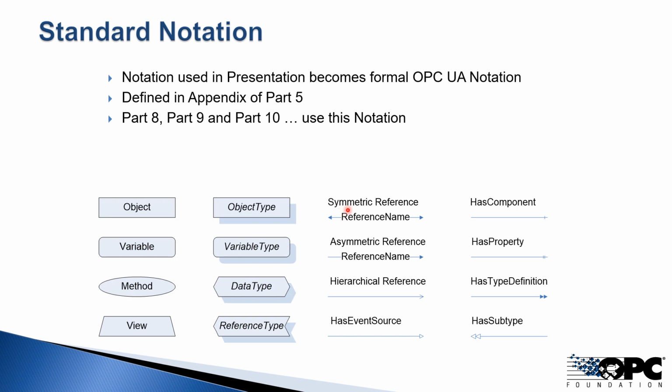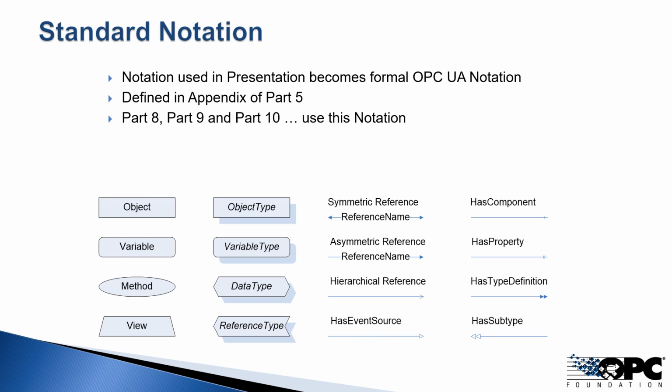And then the reference types themselves. Some of the reference types have special arrowheads or notations on the endpoints. So for some of the commonly used types like has component and has property, we have special forms. In other cases, for all the other reference types, the convention is to just write the name of the reference right on the line. And then you see other things. The double filled arrow is for symmetric references. The single filled arrow is for asymmetric references, and the open arrows are hierarchical references. So again, there's a lot of detail to this and how it all goes together. You can find this notation defined in the appendix of Part 5 in the spec, and all the rest of the specs, of course, build on that and use that notation to describe the information models that they use in those parts.